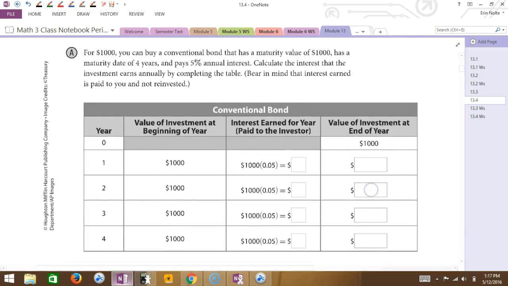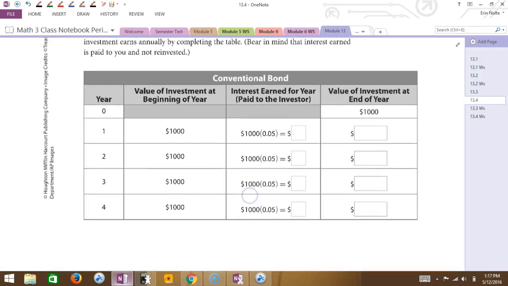So let's say we're going to take $1,000, and they're going to give us 5% every year. What is 5% of 1,000? Type it in the calculator. 1,000 times 0.05 is 50. I guess I could have just moved the decimal place over.